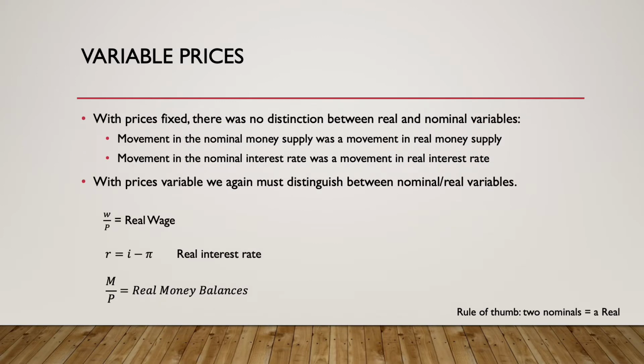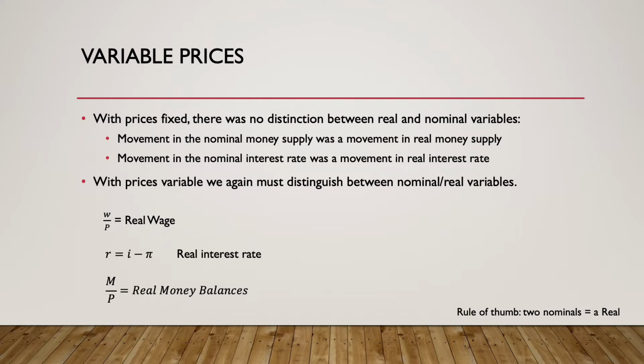Well, now we're dealing with variable prices. What does that imply for our model? With prices being fixed, there was no distinction between real and nominal variables. Any movement in the nominal money supply was also a movement in the real money supply. Any movement in the nominal wage was also an increase in the real wage. And any movement in the nominal interest rate was also a movement in the real interest rate. They were just simultaneously determined because prices were fixed, so there was no difference between the two.